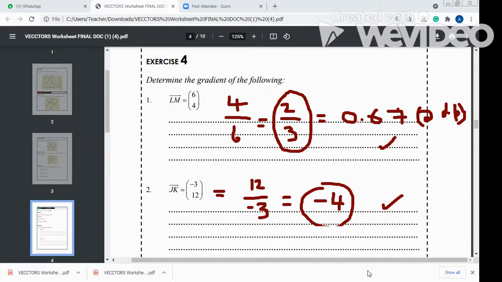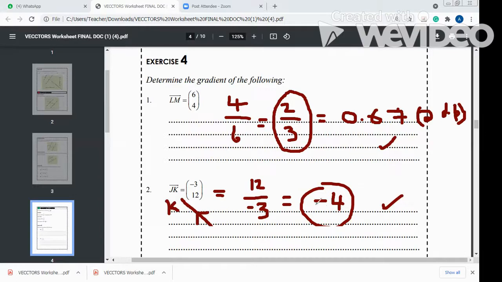Do you realize that the second gradient is negative? It means that the vector will be shaped like this, like a J. It'll be an inverse. Well, when we talk about inverse vectors, we have to be comparing with another vector. So we're not comparing this vector here with any other vector.